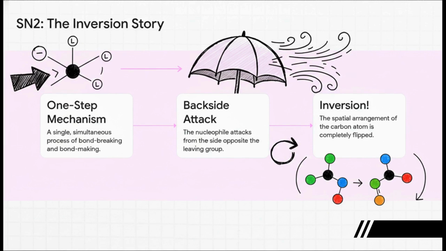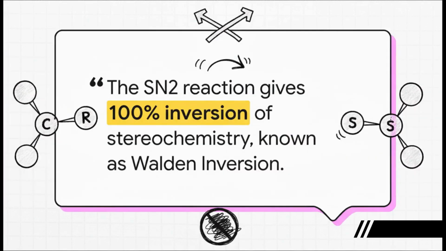It completely inverts. And here is the absolute key takeaway. You have to remember this. An SN2 reaction gives you 100% complete inversion of configuration. There's a fancy name for it, Walden inversion, but it just means the 3D arrangement of the atoms totally flips. If you start with an R configuration, you are guaranteed to end up with the S configuration. It's a clean, total flip.